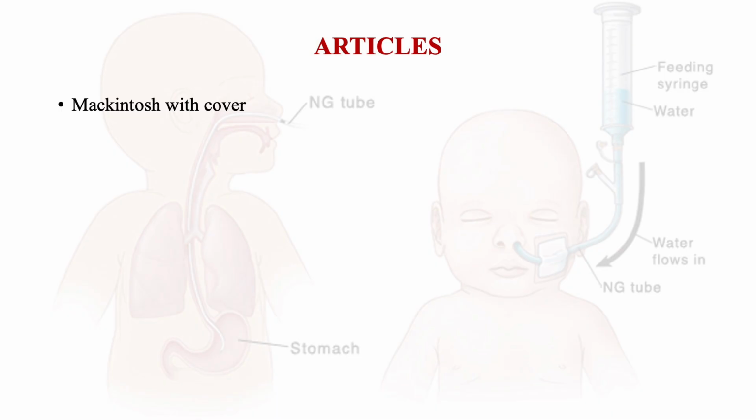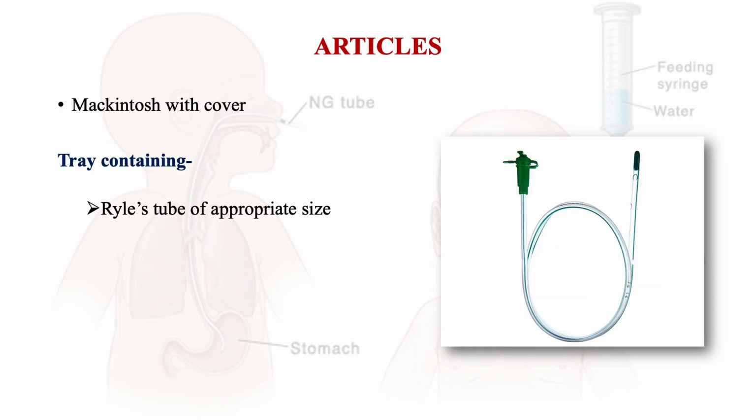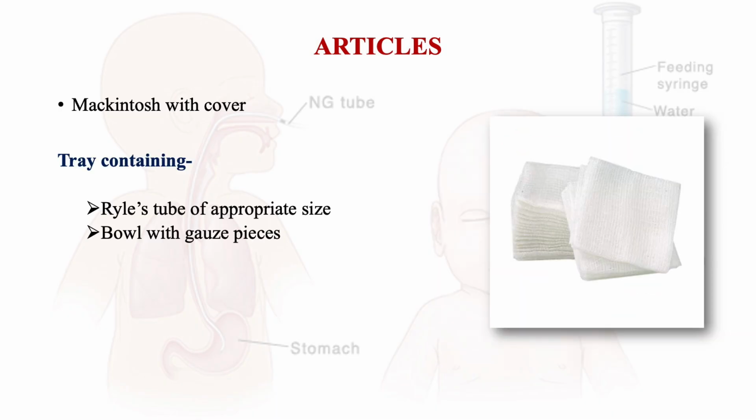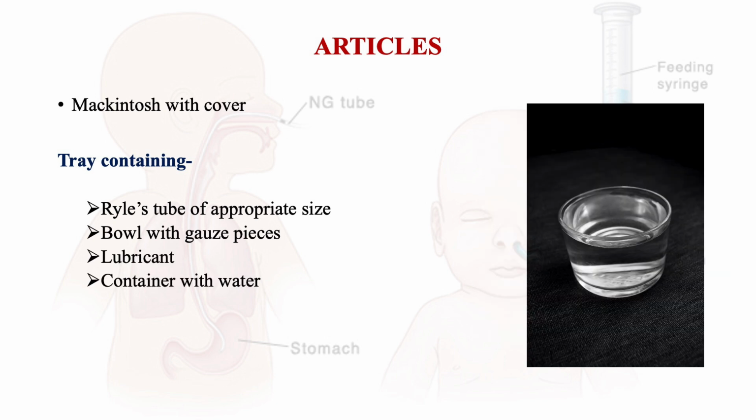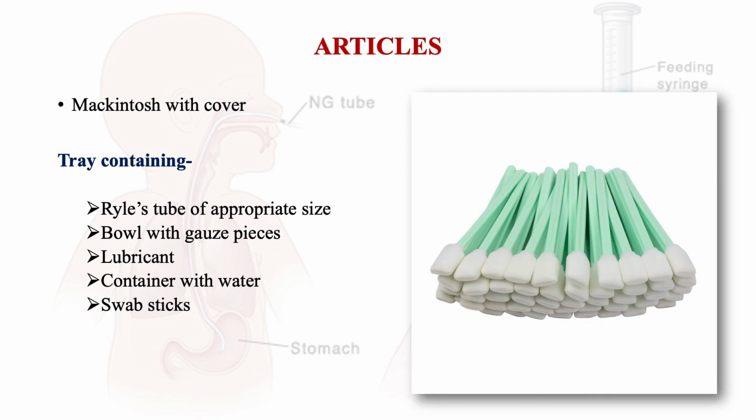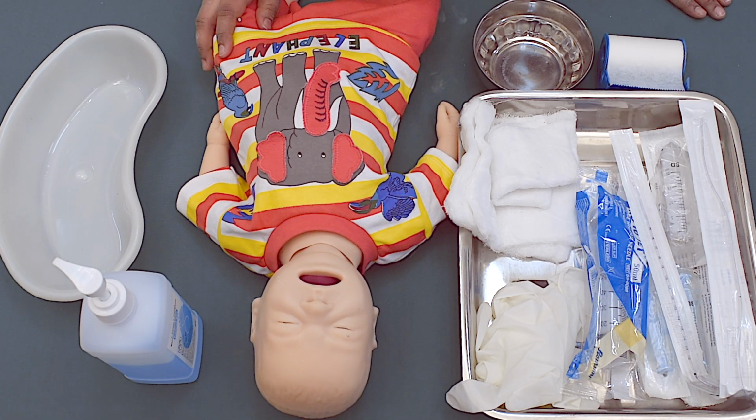The articles that are required for NG tube insertion and feed are a Macintosh with cover, a tray containing Ryle's tube of appropriate size, a bowl with gauze pieces, lubricant, a container with water, and swab sticks. Now I will be demonstrating the procedure of nasogastric tube insertion and feeding.